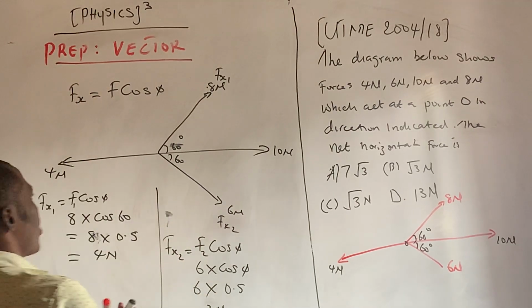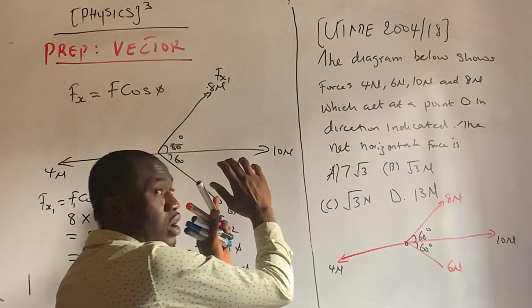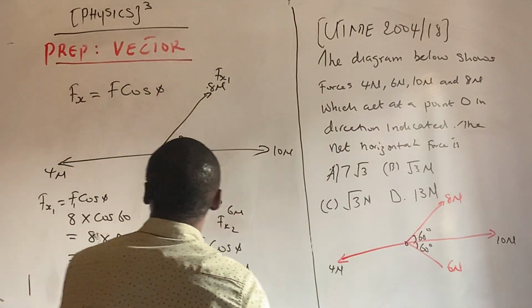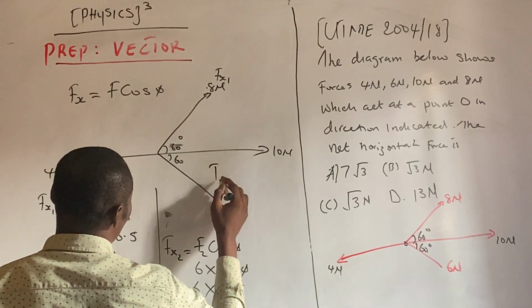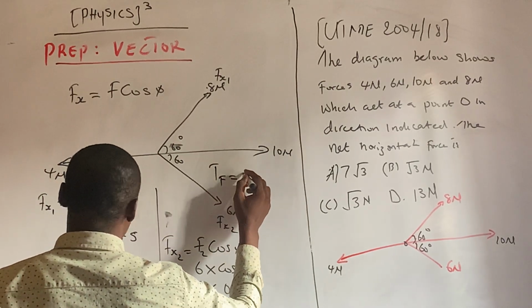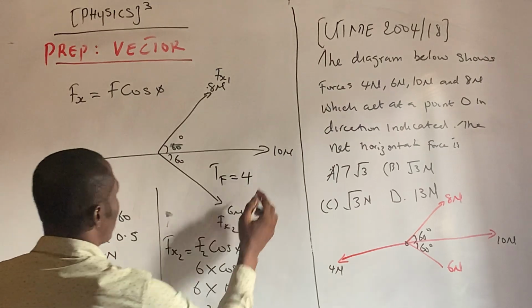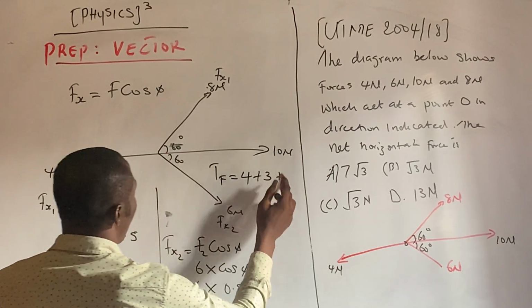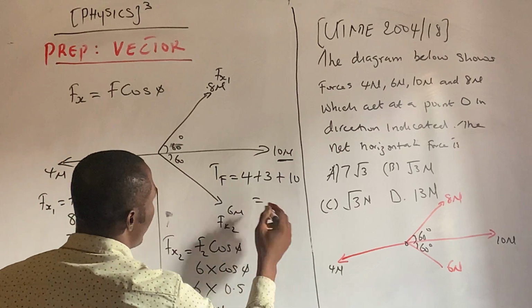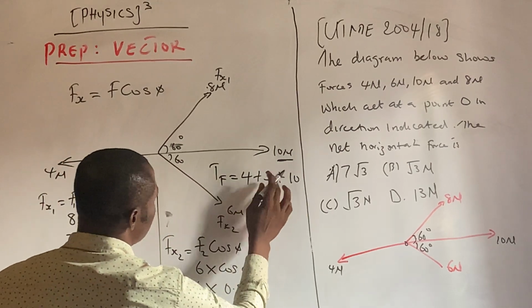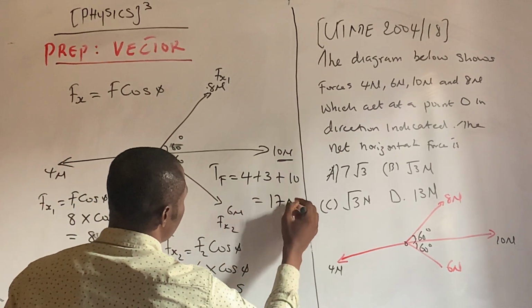Now the overall force acting towards the direction, the total force, is now 4 plus 3 plus 10. And everything here will be 14, 15, 16, this is 17 Newton.